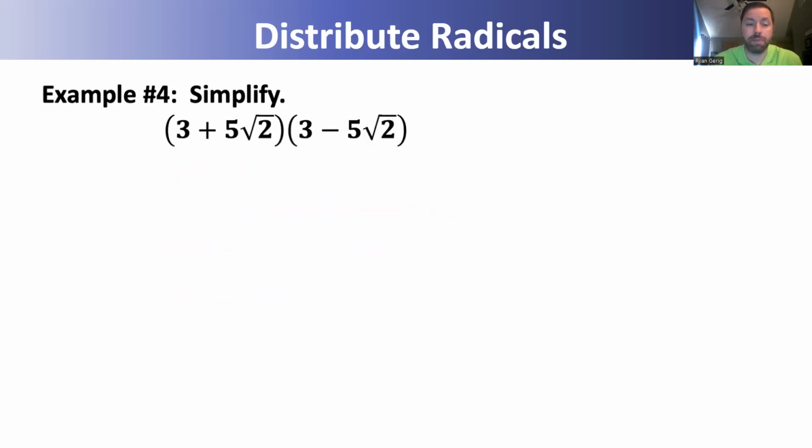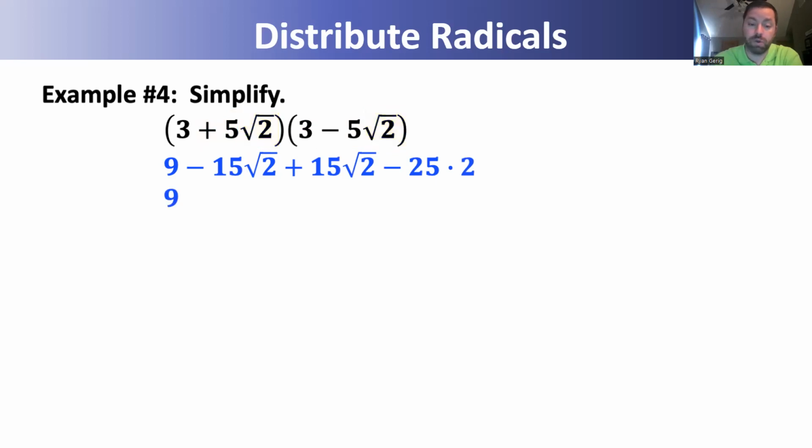Our last example here, another FOIL problem. So let's do 3 times 3, that's 9. 3 times negative 5 radical 2 is negative 15 radical 2. Inner terms, that's positive 15 radical 2. And then the last terms, kind of confusing here. Make sure you pay attention. It's 5 and negative 5 really, it's negative 25. And then you've got to do the square root of 2 times the square root of 2, which is the square root of 4, which is 2.